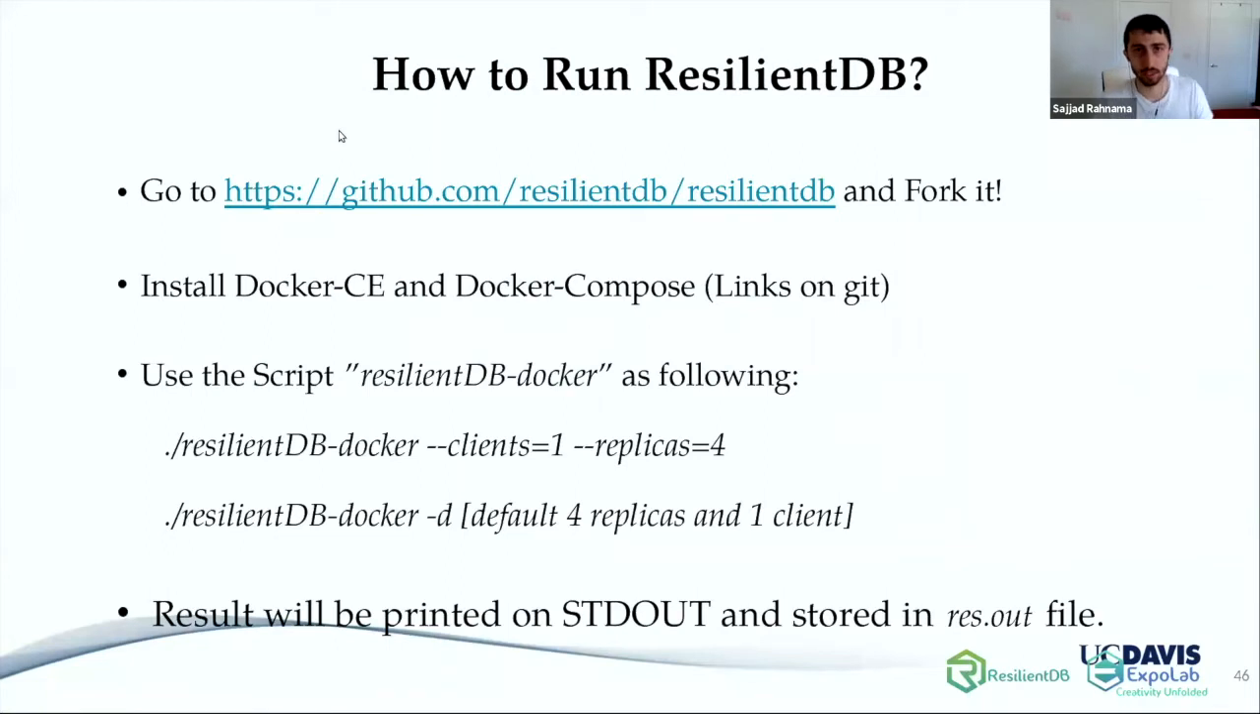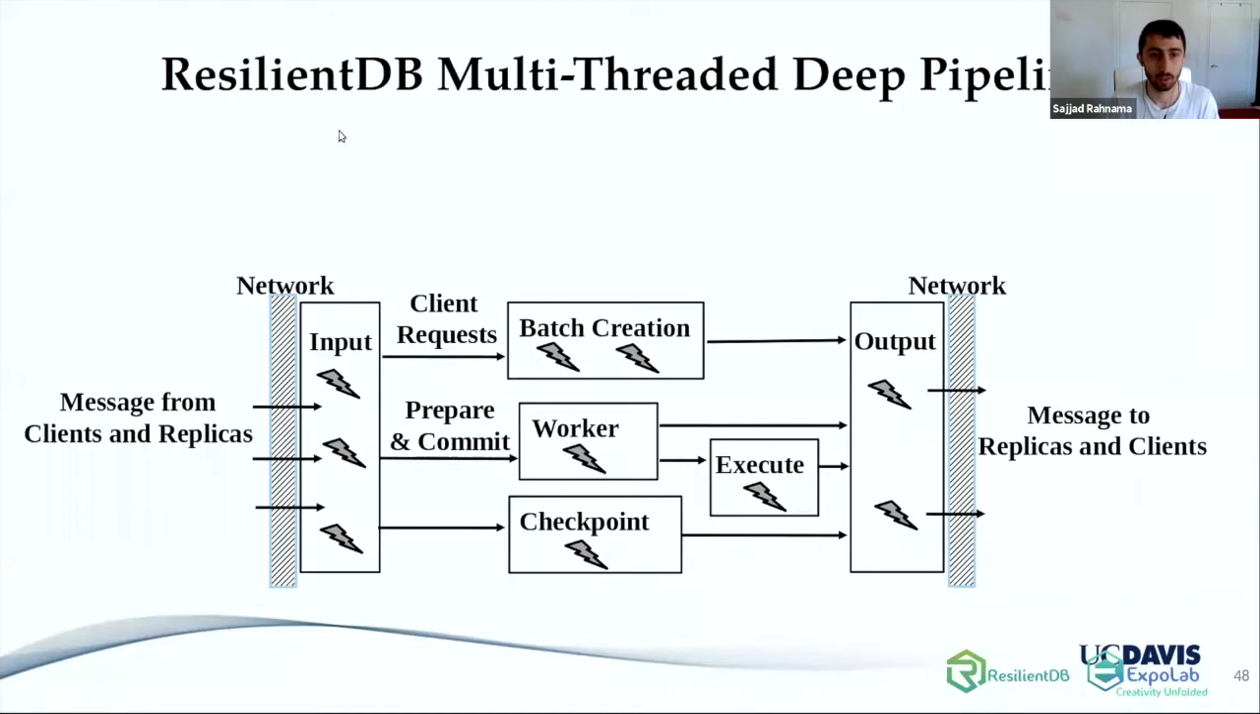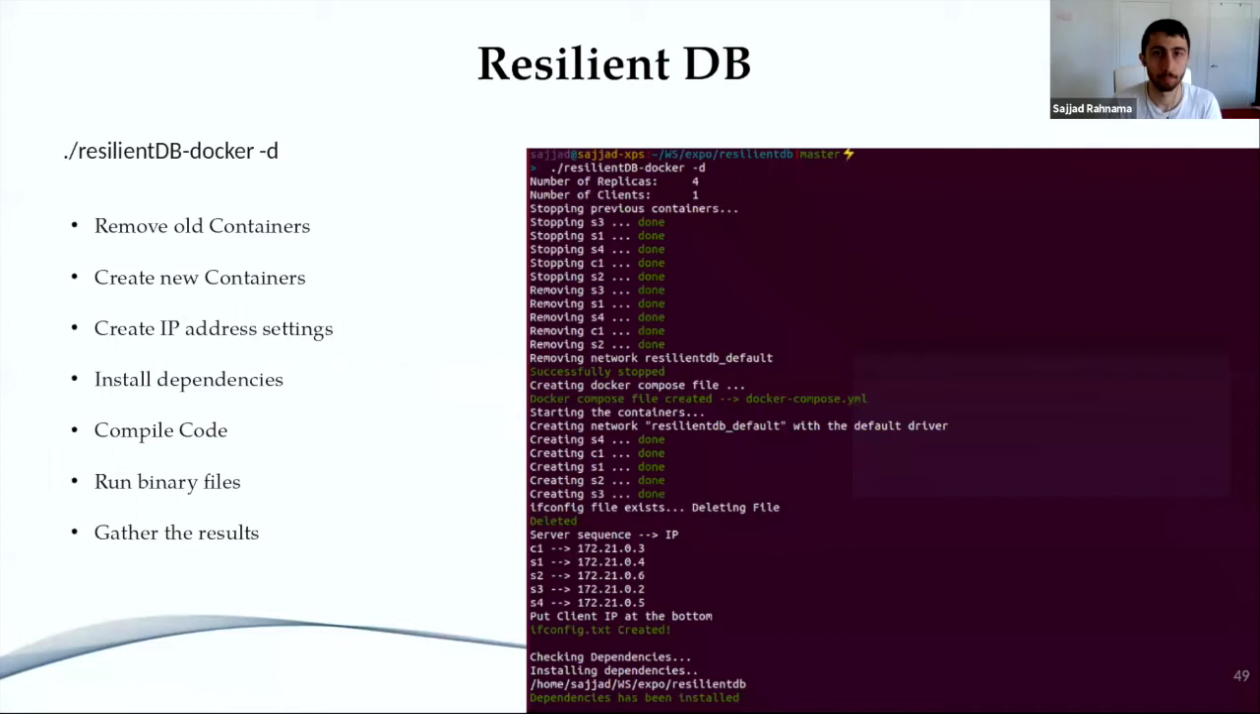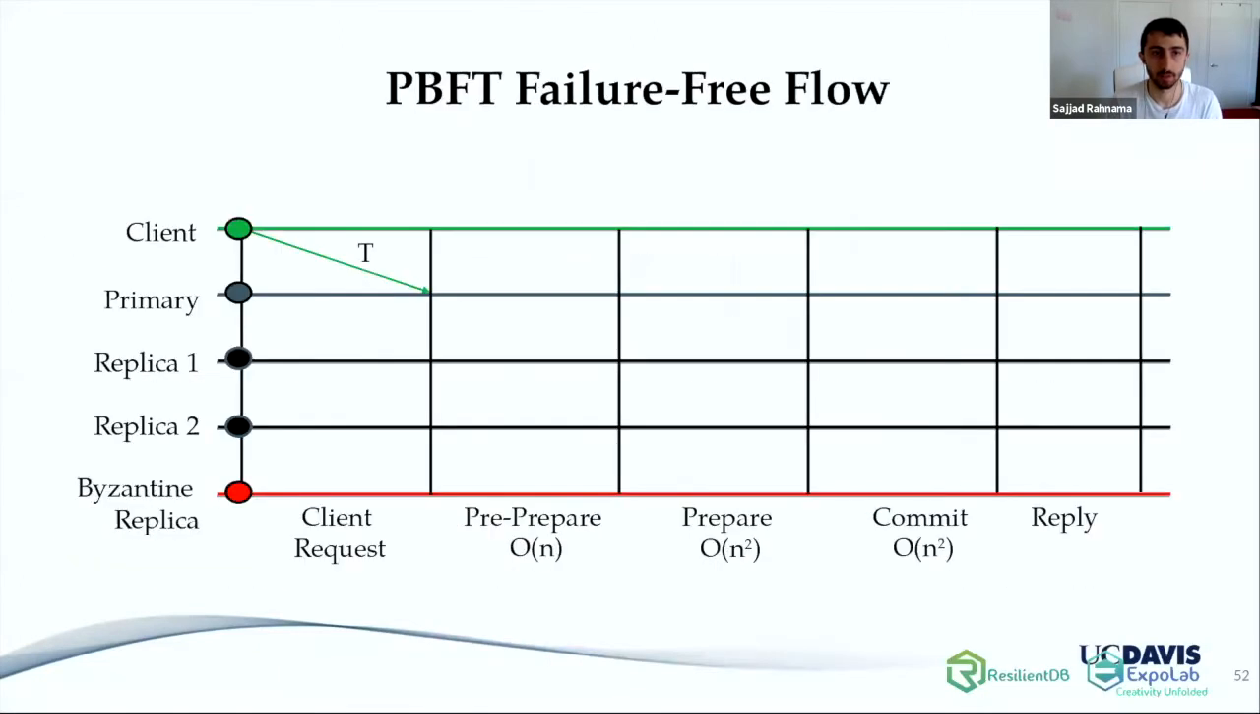So I explained how to run the ResilientDB Docker command and what Docker is. I will be explaining the pipeline later on, but first we need to go to PBFT. PBFT is the first practical Byzantine fault-tolerant protocol. It is a permissioned blockchain consensus protocol. It is communication-based, and it has 2 rounds of quadratic communication and 1 round of linear communication. As you can see in this workflow, I will be explaining that.